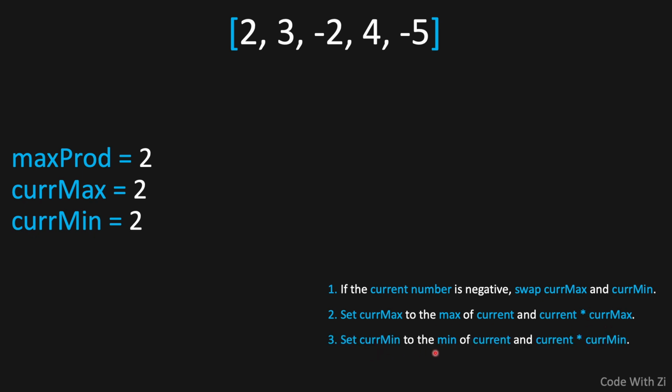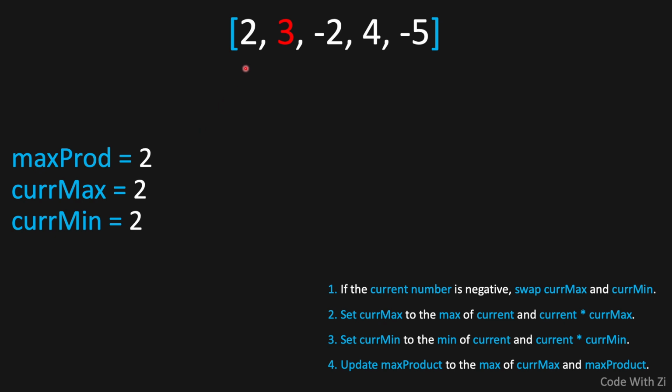Same thing for currentMin, but we're going to check for minimum. We're going to say currentMin is equal to the minimum between current and current multiplied by currentMin. And then the last rule is that we're going to update maxProduct to the maximum between currentMax and maxProduct itself. Now let's start the visualization. We're going to start with the second element. Why?